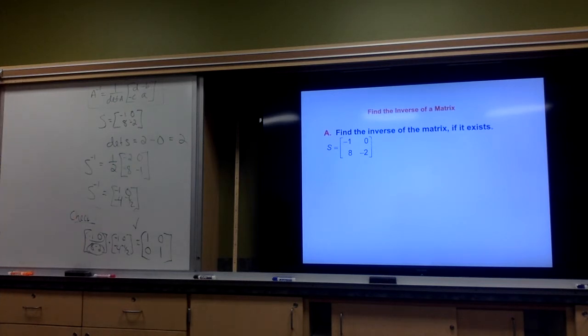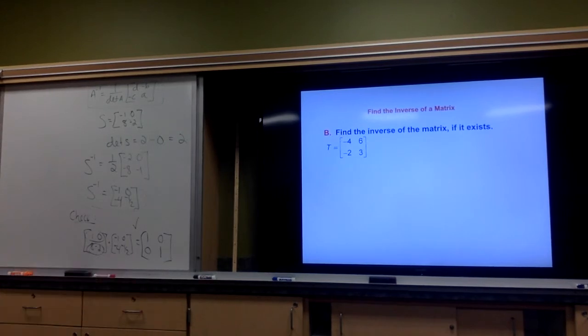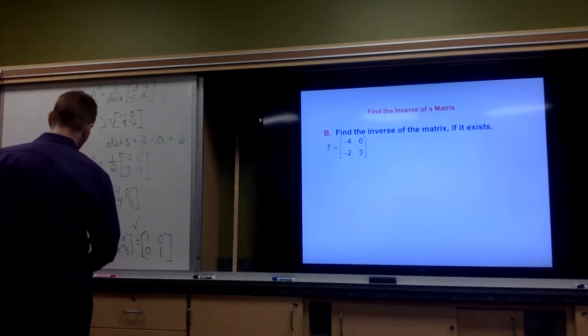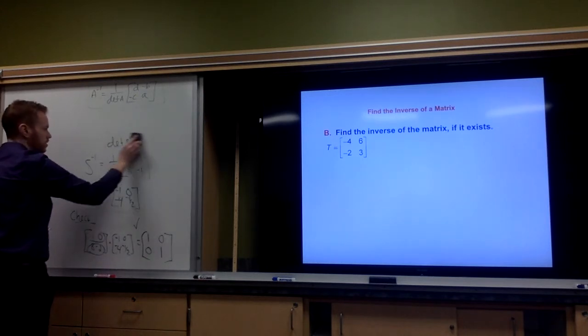I'll leave that for your college professors, okay? But if you want to, I can always do a video on it in the future. Just let me know. So as you can see on this slide, I can check my answers, and I do get the identity, so they are inverses of each other. Okay? All right, let's try another example out. So different matrix. Ooh, this is gone.